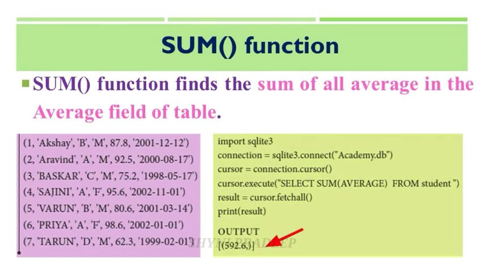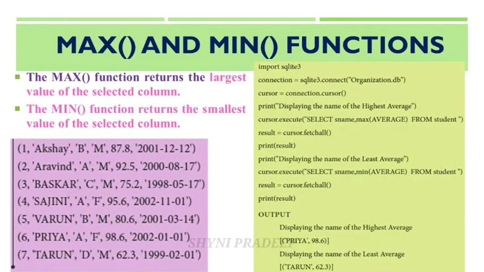Next one is max and min functions. The max function returns the largest value of the selected column. The min function returns the smallest value of the selected column. See this example. In this example, it shows the highest and least average student name. See here, select name, max average from student. So it prints the name of the student having the maximum average mark from the student table. Who's that? Priya. It will be printed like this.